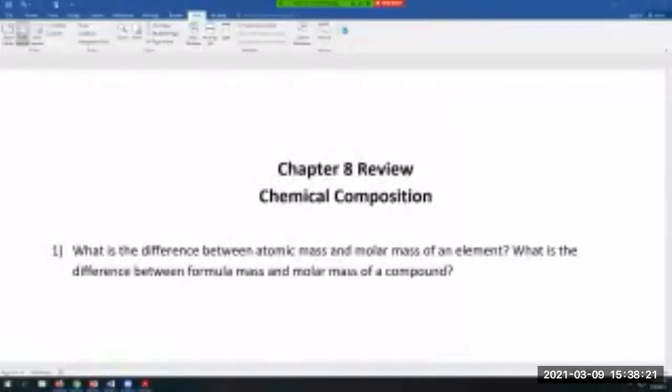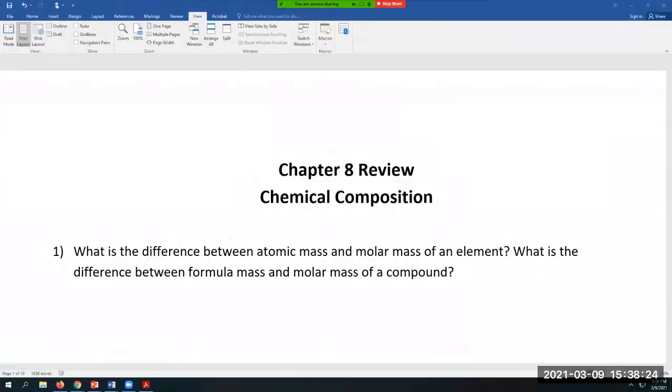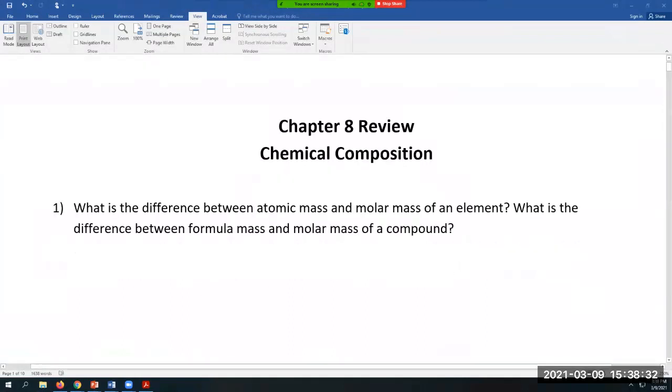Recording in progress. So we will start the chapter 8 review. Chapter 8 is on chemical composition. And so the first question is asking what is the difference between atomic mass and molar mass of an element.